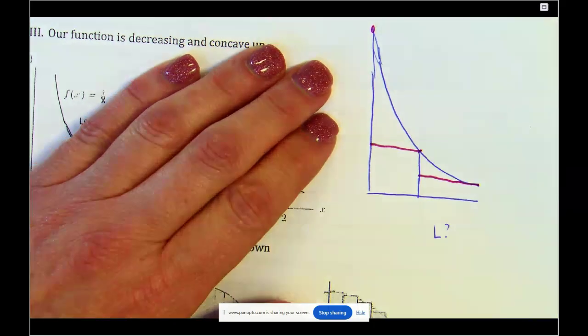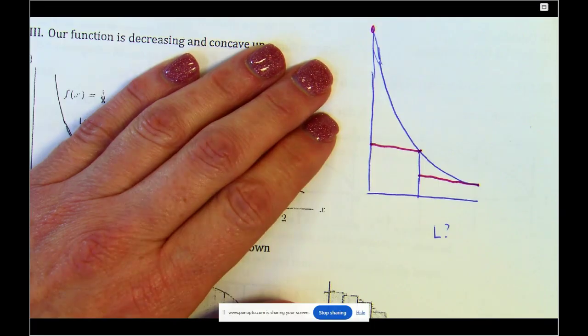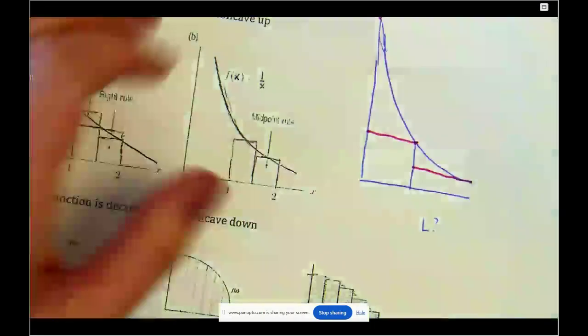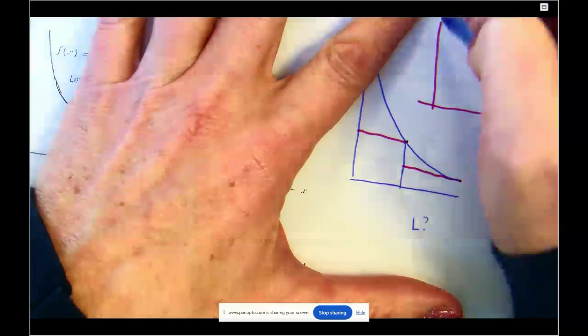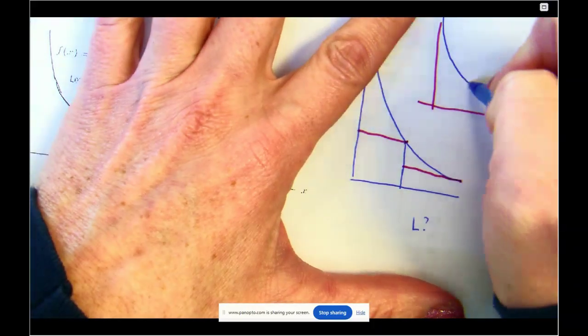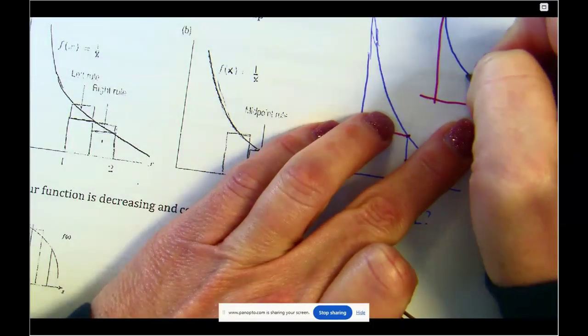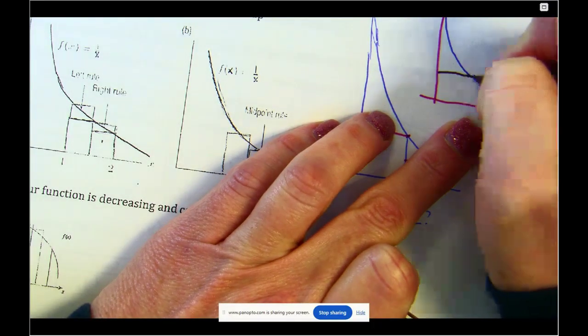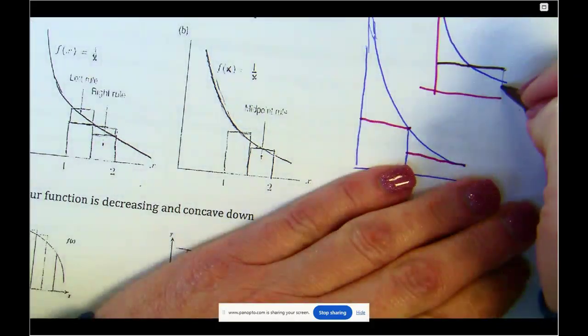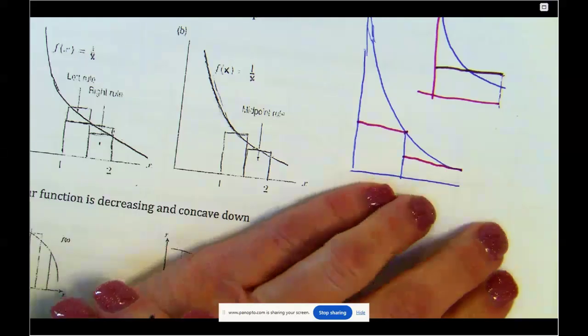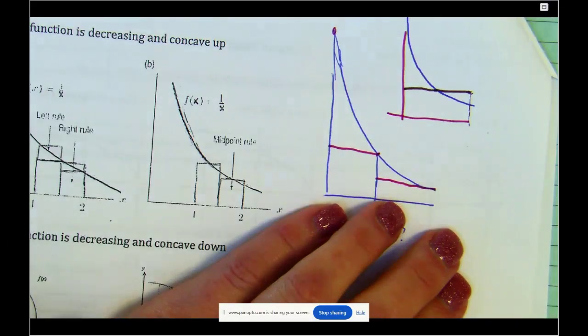This is way under. Okay, so let's talk midpoint. I'm not even going to try to do it on the same graph. Okay, so decreasing, concave down. I'm going to go middle is probably here. Oh, it's concave up. I said it wrong. There you go. Overestimate or underestimate? Underestimate.